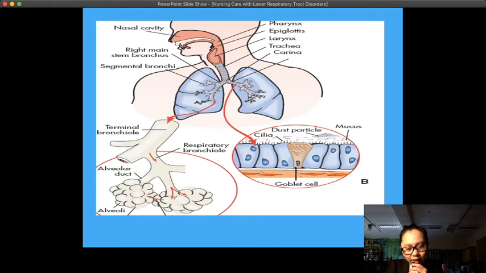So we have the cilia. Okay, it's like, what we call this one in our skin. All right, and then the dust particle, and then the mucus, and then the goblet cell. Okay, and then respiratory bronchiole. All right. So you have this one, the carina. Okay, in between. Okay, so those things.